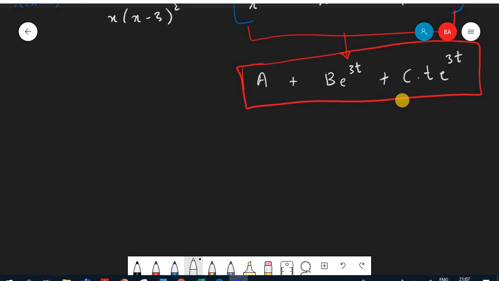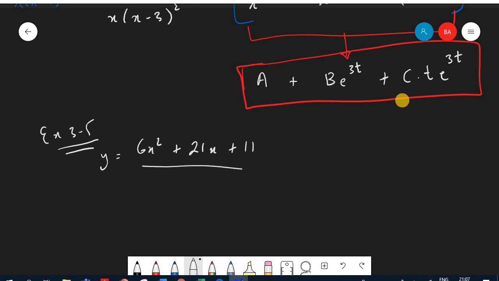Now let us take an example 3.5. So this is example 3.5. We say that y is equal to 6x squared plus 21x plus 11 divided by x squared plus 3 into x plus 5. So that is the problem that I have here.